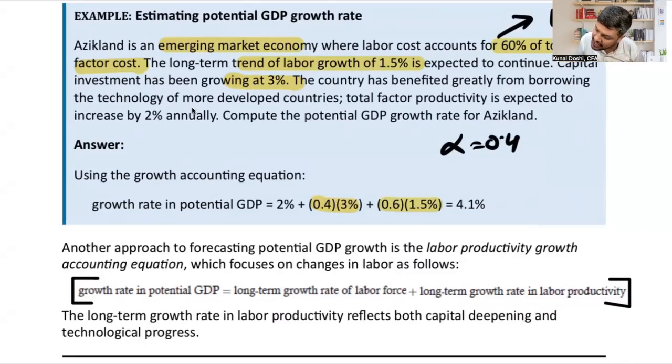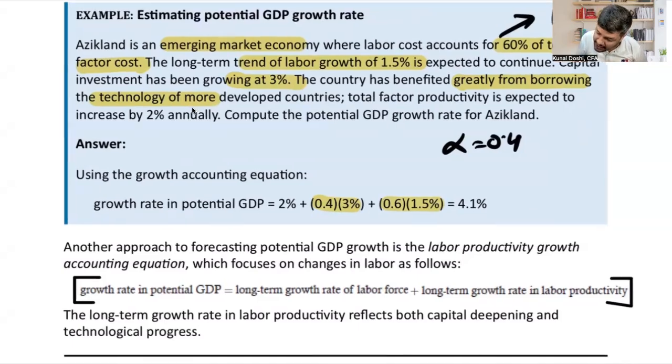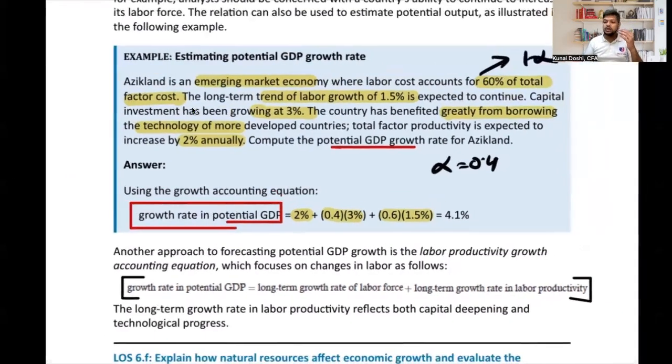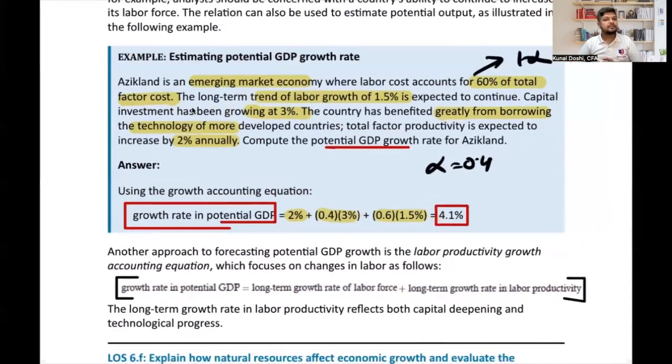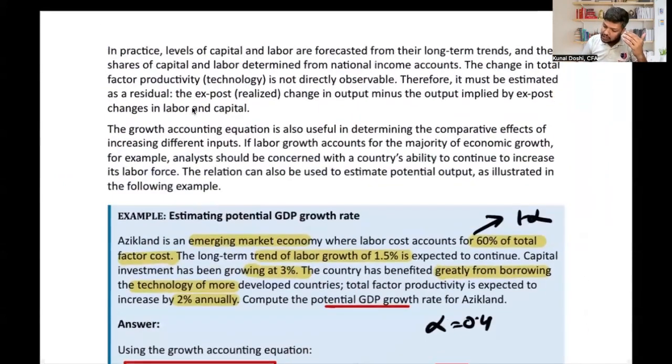The country has benefited greatly from borrowing the technology of more developed countries like Taiwan. They have grown substantially from taking the technology from US, even Japan, and Korea, and now becoming self-sufficient in technology as well. Total factor productivity is expected to increase by 2%. So I'll add that together, all three will give me the growth in potential GDP. Understood? That is 4.1 simply. Clear, right? Now, this is one approach, correct?